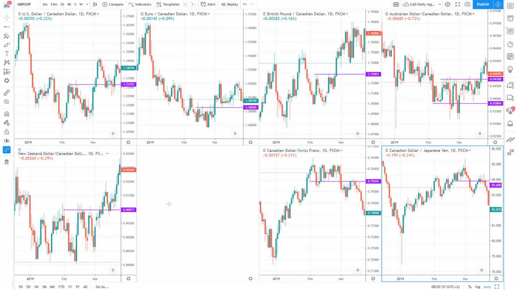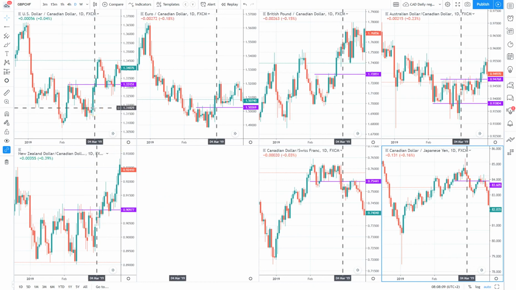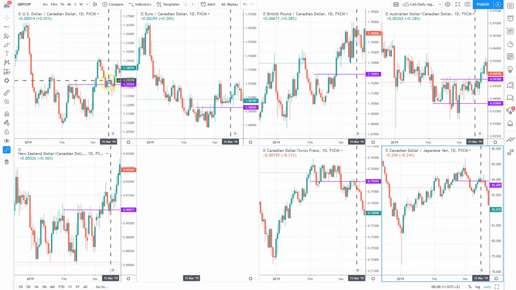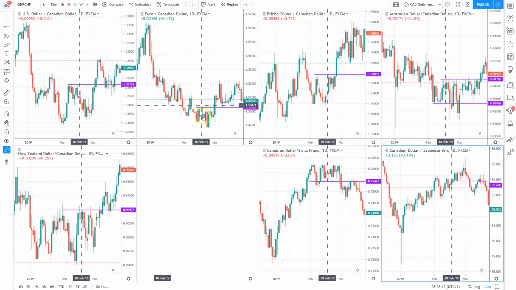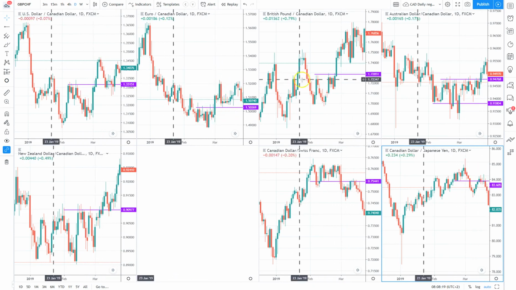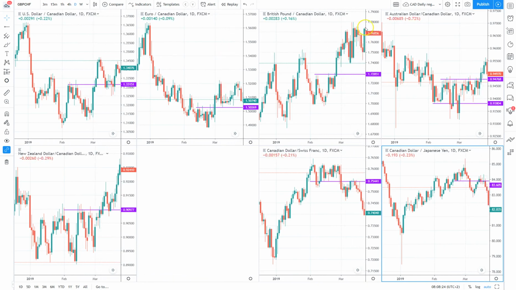Hey everyone, this is the next example in correlation for timing, entries and exits. I'm doing a daily 4-hour setup here. The group is the Canadian dollar group. This is the pop or the breach. That's the pullback and that's the trade. So pop, pullback, trade.